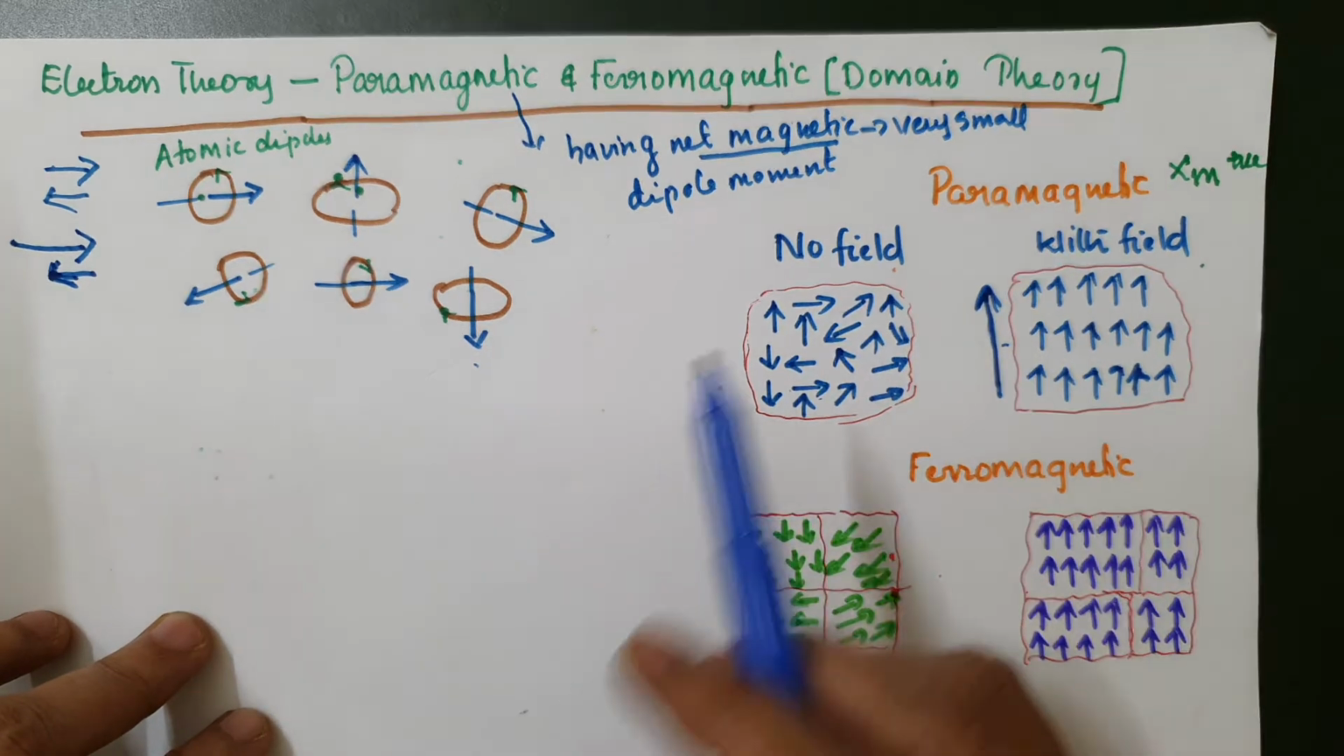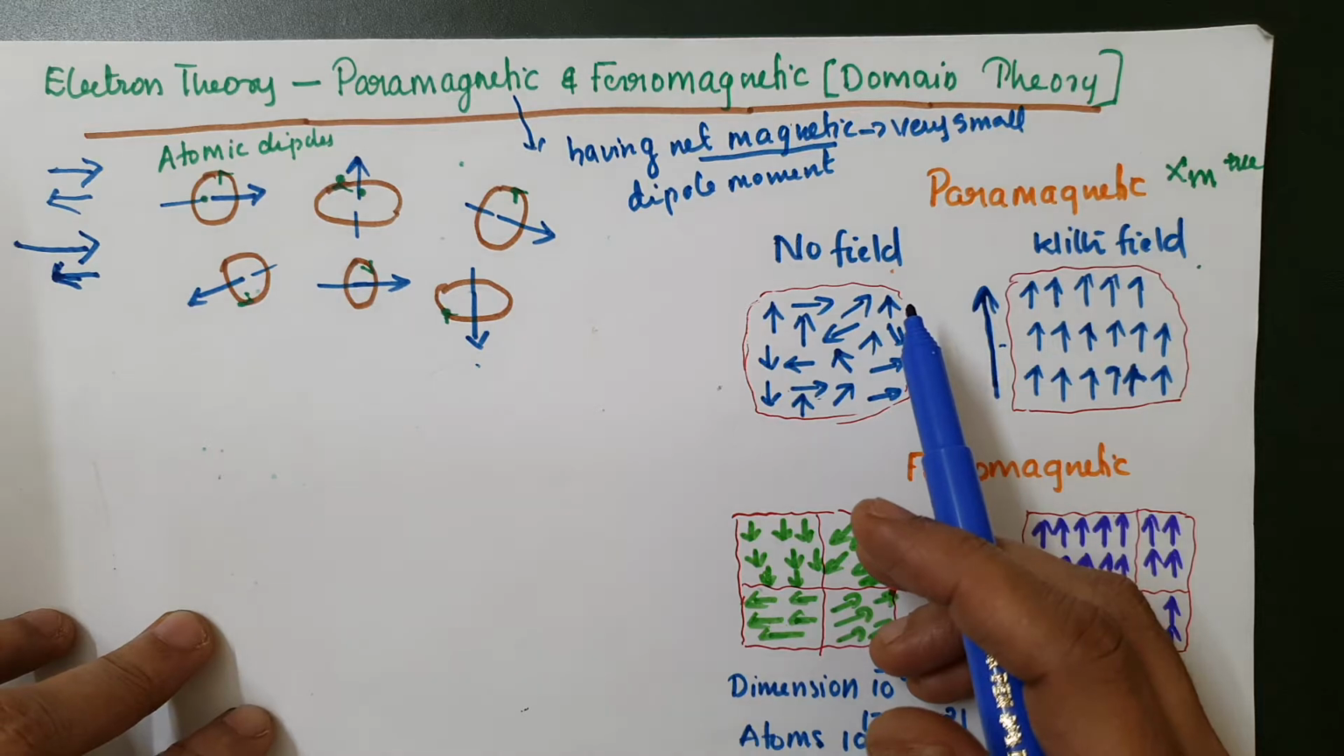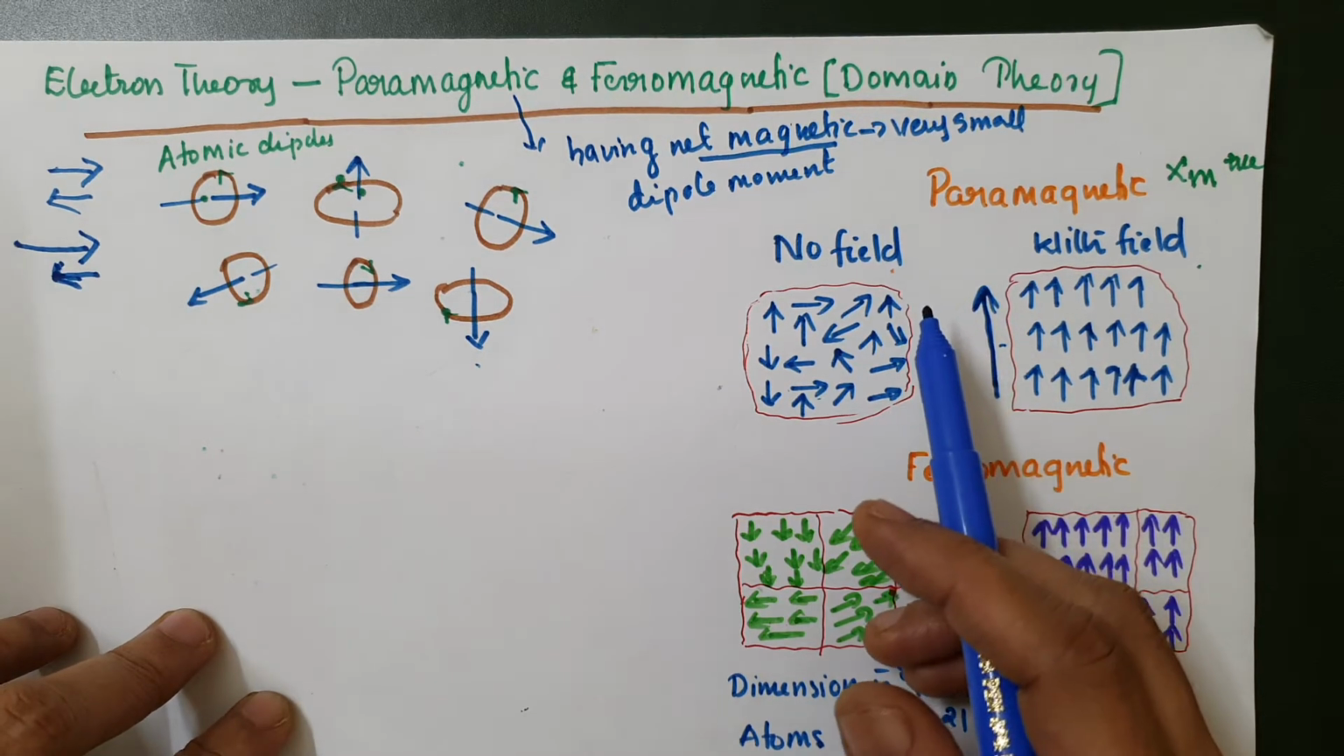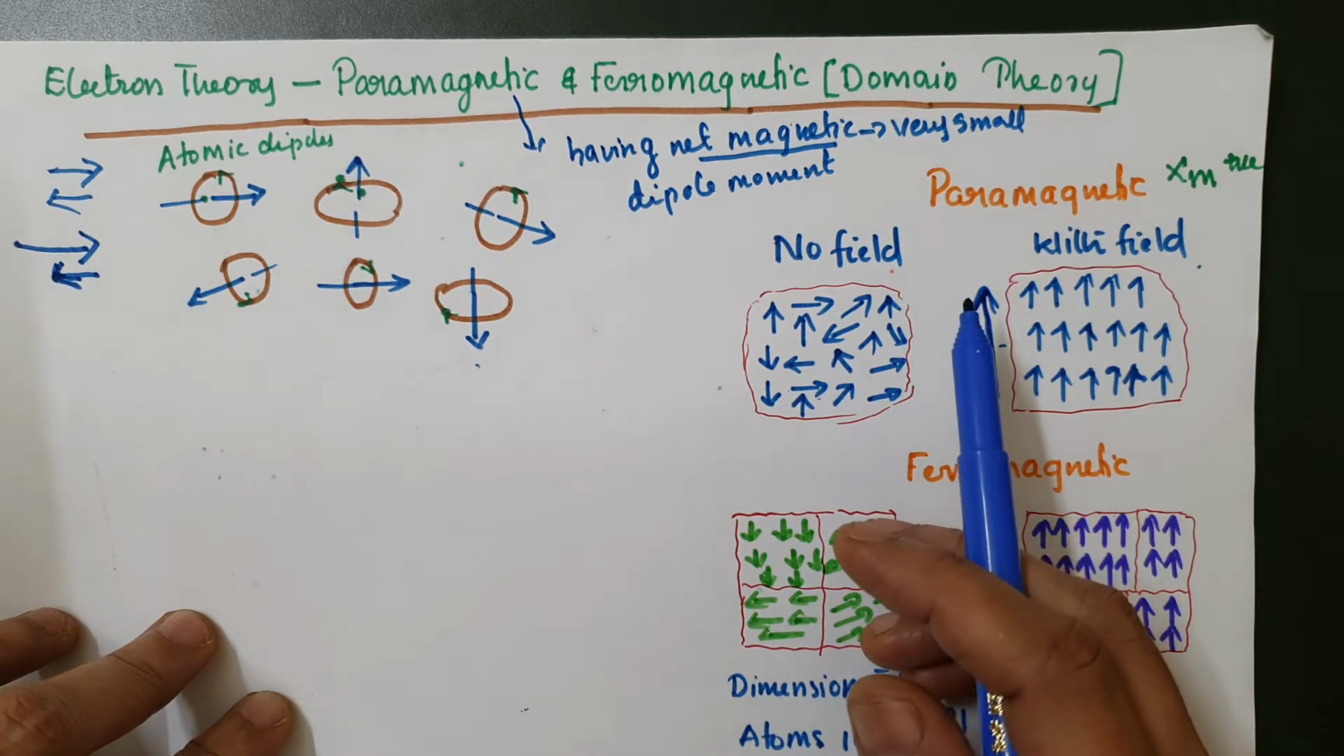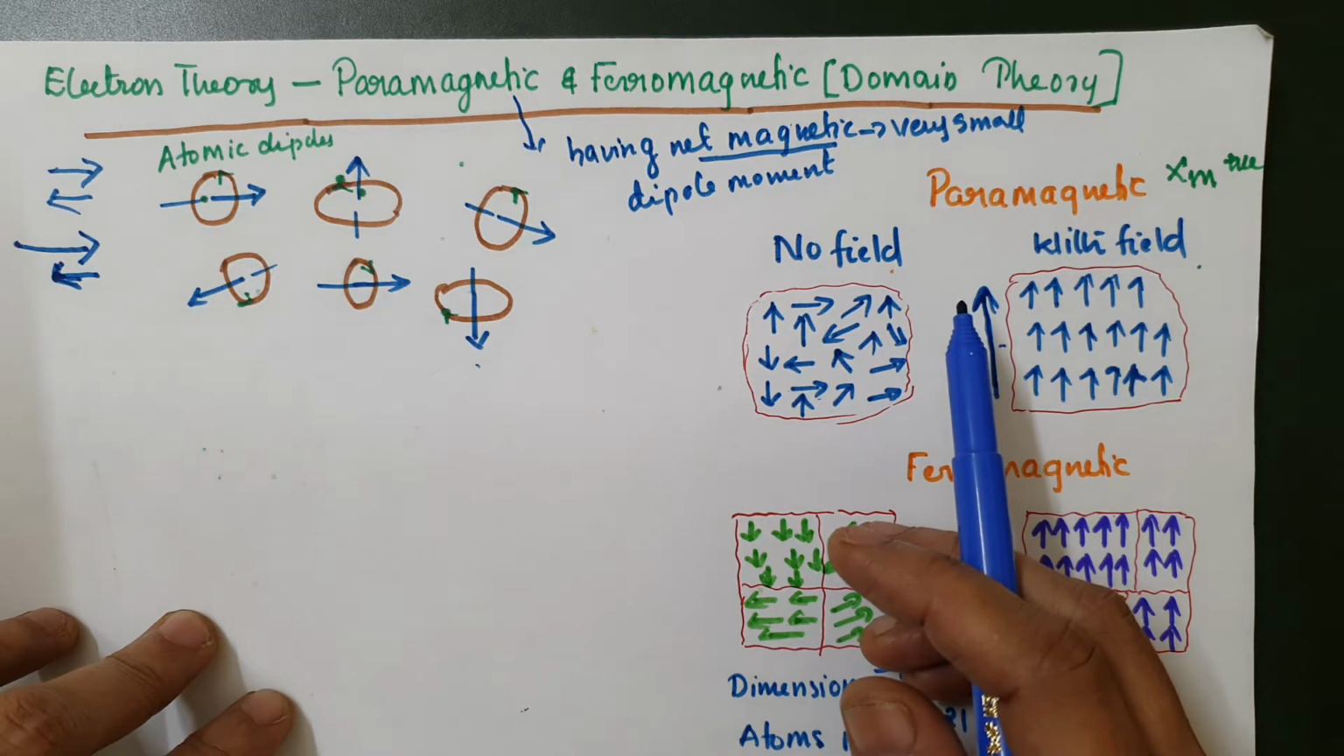And we have studied that in the case of diamagnetic material, when we apply a magnetic field, the magnetic moment will be oriented opposite to the direction of the field.